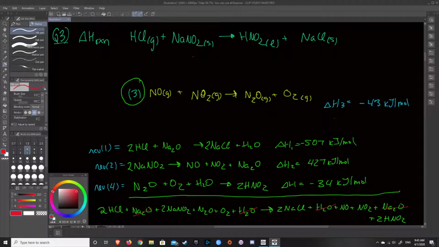2NaNO2. Let's see. 2NaNO2. Nothing there, but we want NaNO2 in our final answer, so we can't cancel that. We want HCl, but we don't want N2O. So N2O we're going to have to get from this equation somewhere, so we're going to need to get that somewhere from here.